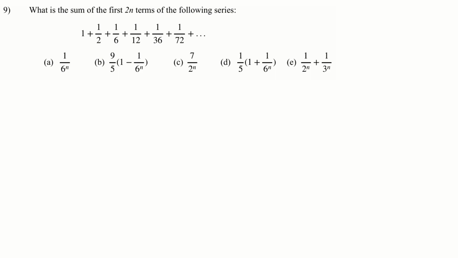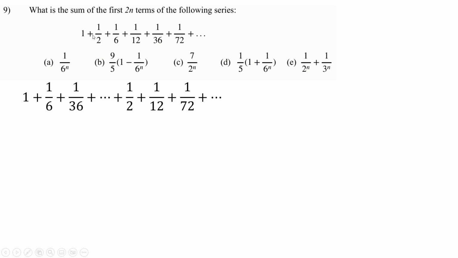So what we do is we think, okay, 2n terms. Why would I want 2n terms? Well, what if you have 2 completely different sequences and you wanted to find the n terms of each of them? That would be 2n terms in total. And actually, if we break this out into every other term, so 1 and a 6th and a 36th, and the next one, going a half and a 12th and a 72nd, you can see that you've got 2 sequences, both with factor a 6th exactly. And so we can find the first n terms of this sequence and the first n terms of that one separately and add them together.